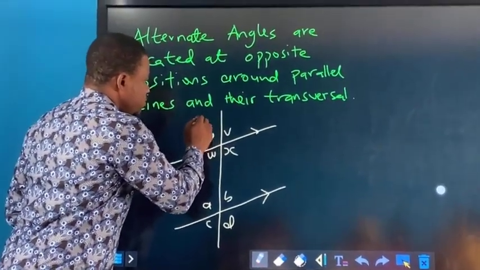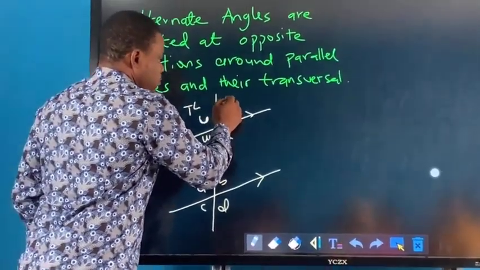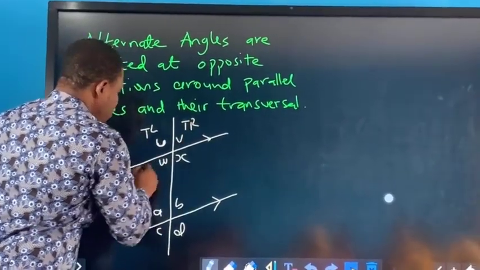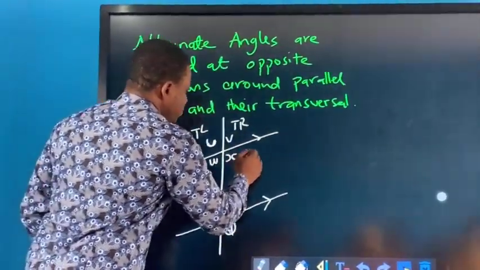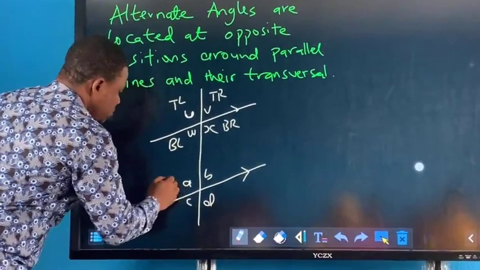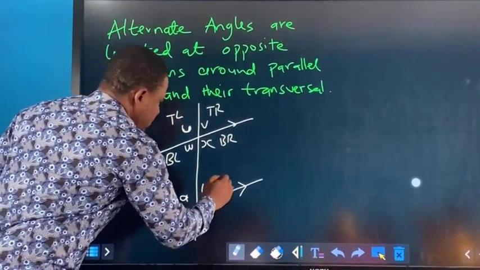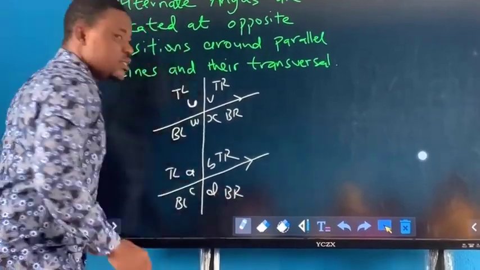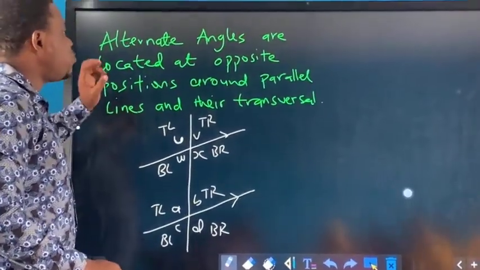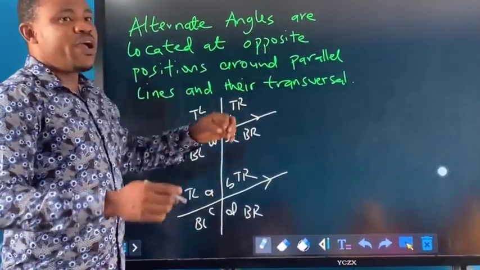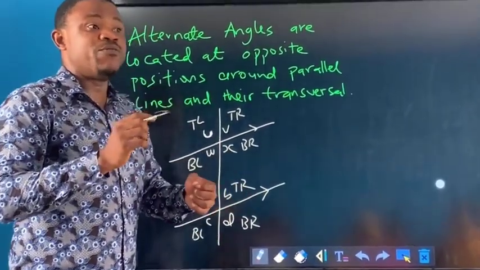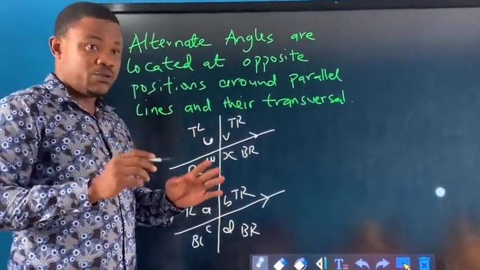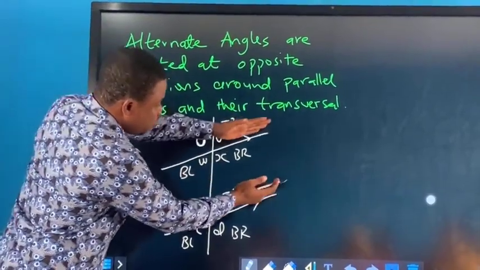This is top left. This is top right. Bottom left. Bottom right. This is top left. Bottom right. Bottom left. Bottom right. Right? Now, we have two types of alternate angles. We have interior alternate angles and exterior alternate angles. The interior alternate angles are between the parallel lines.